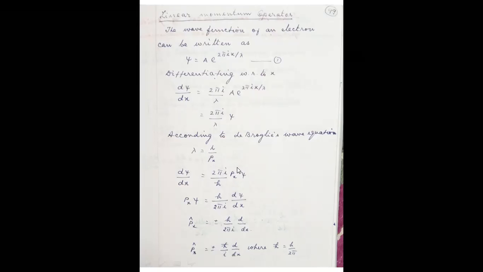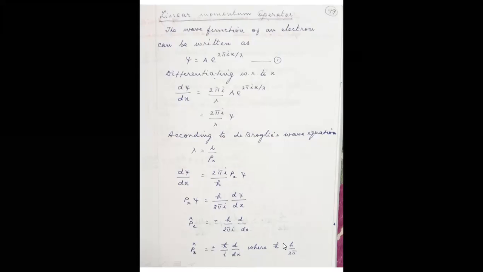So I keep this px and psi in this place, and I'm transferring the 2 pi I by h to that side of the equation. So what I'm getting is px psi is equal to h by 2 pi I d psi by dx. So px equal to, the psi can be neglected. So px operator is equal to plus or minus h by 2 pi I d by dx.